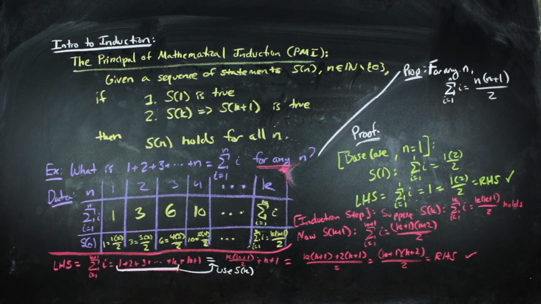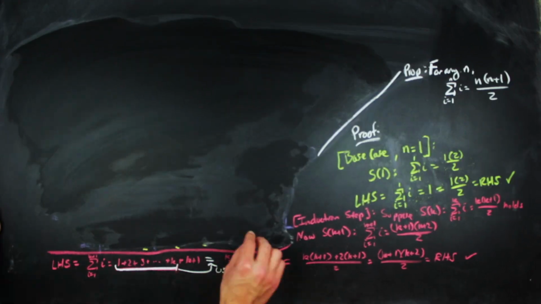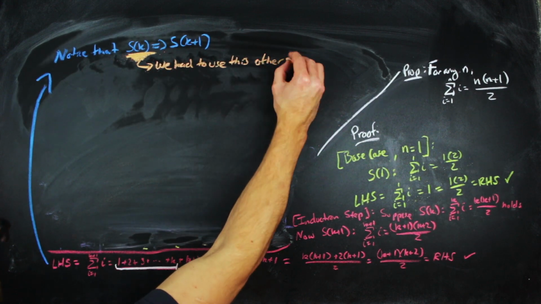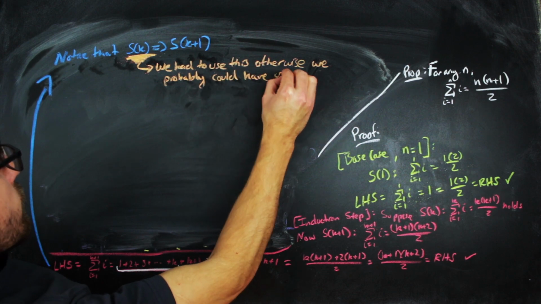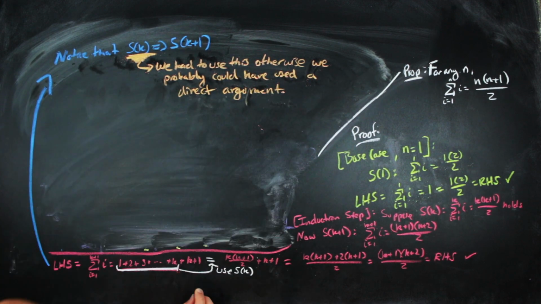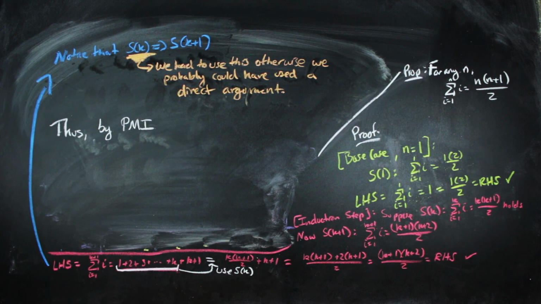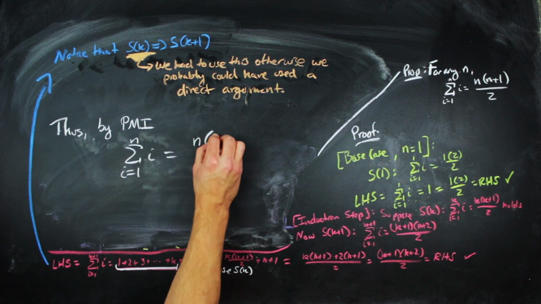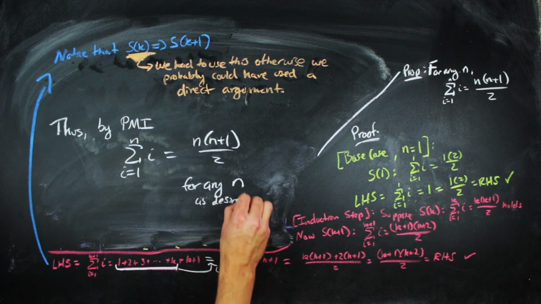And so we have just shown that the left-hand side is equal to the right-hand side using S of k. And that's a key point. You actually have to use S of k to say that S of k implies S of k plus 1. If you don't, then you may be attempting to do something directly instead of with induction. Thus, we have fulfilled both conditions of the principle of mathematical induction. And so we have the truth of the chain of statements that answers our original question, what is the sum of the first n natural numbers for any n?